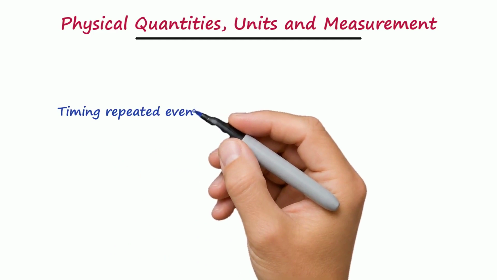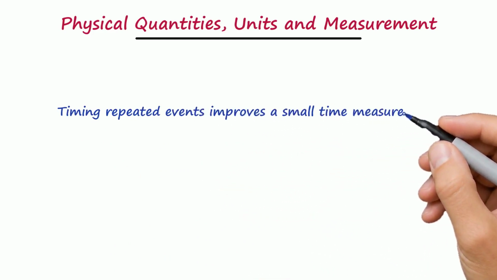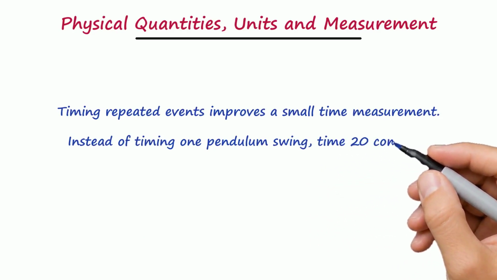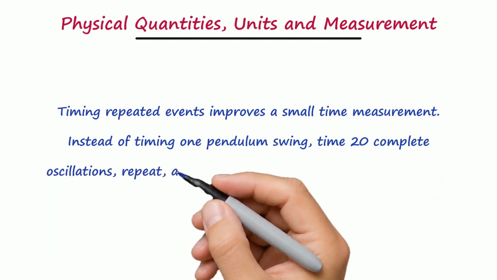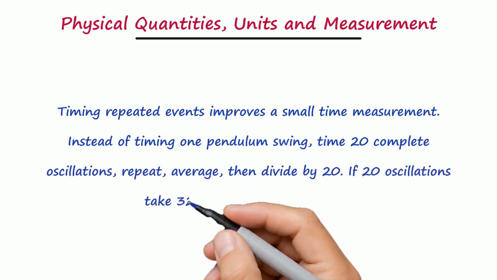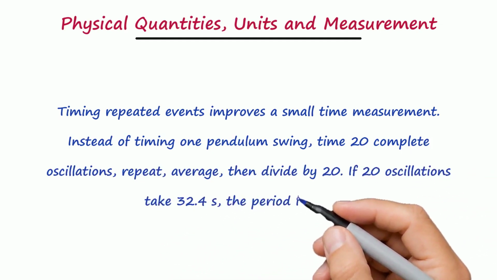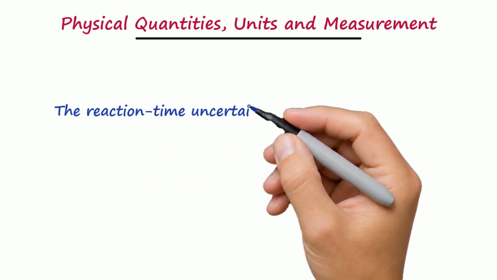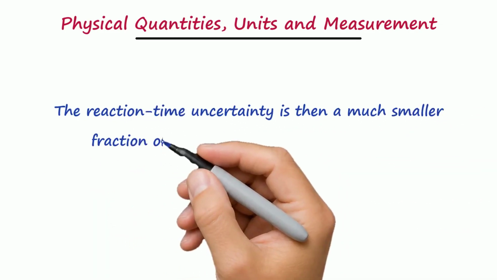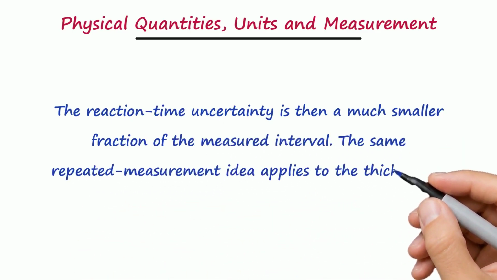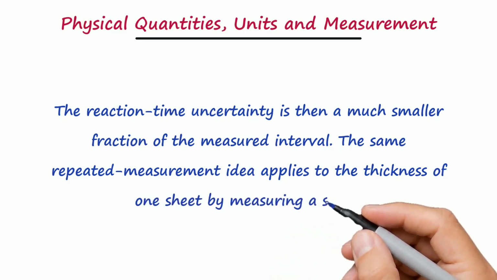Timing repeated events improves a small time measurement. Instead of timing one pendulum swing, time 20 complete oscillations, repeat, average, then divide by 20. If 20 oscillations take 32.4 s, the period is 1.62 s. The reaction time uncertainty is then a much smaller fraction of the measured interval. The same repeated measurement idea applies to the thickness of one sheet by measuring a stack.